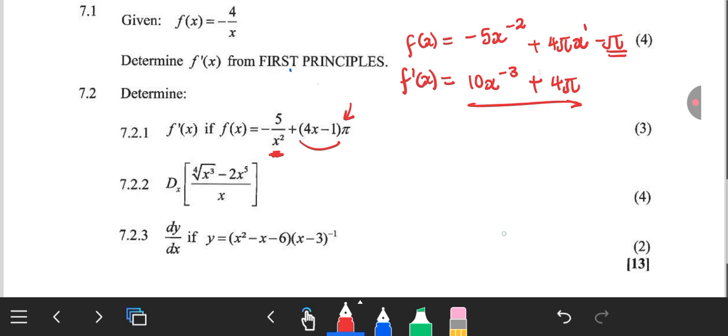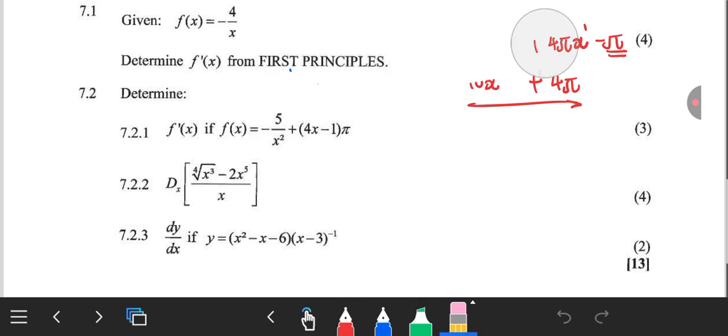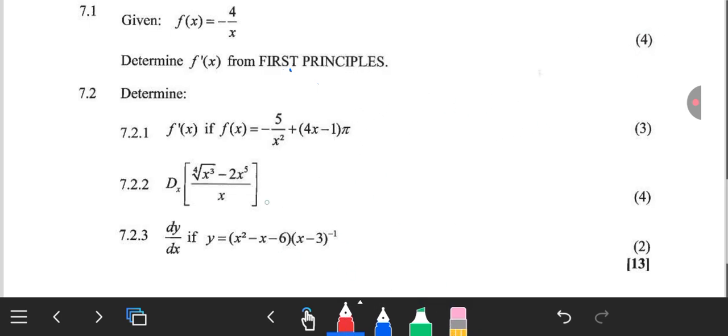Okay, now 7.2.2, we need to determine the derivative. Again, this equation needs to be fixed, right? So now let's focus on that. So what do we have here? You're having dx. We need to fix this.